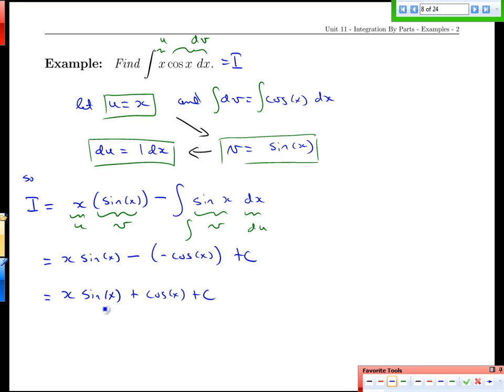And that's it. The integral of x cos of x, the antiderivative of that, would be x sine of x plus cos of x. And again, we could verify by differentiating. It gets a little tedious after a while. We have some faith that the integration by parts method works, so we go ahead and we call that done.